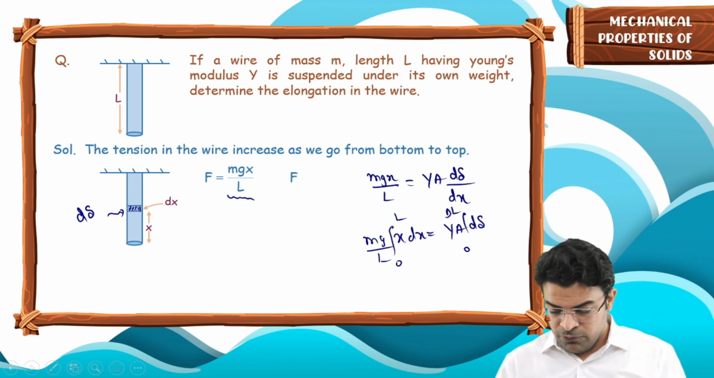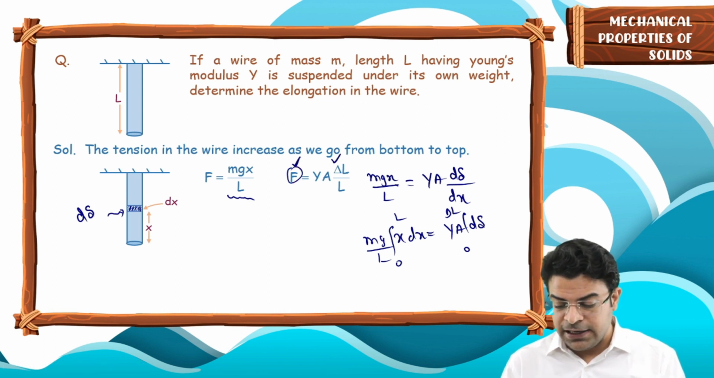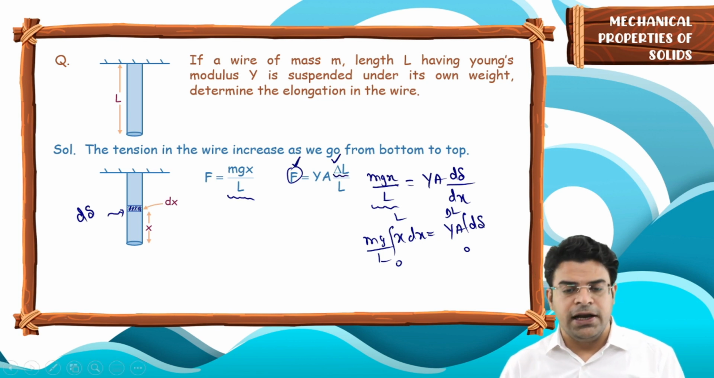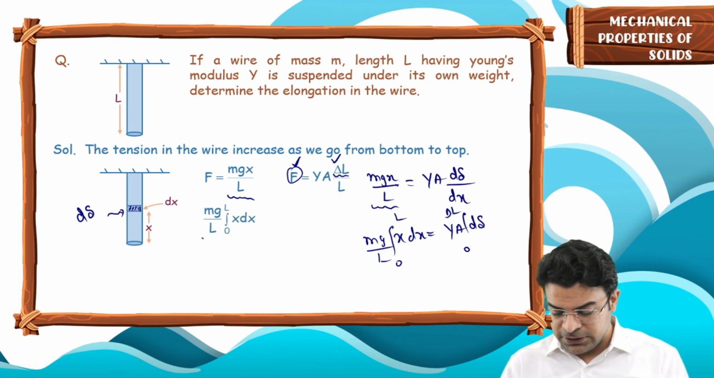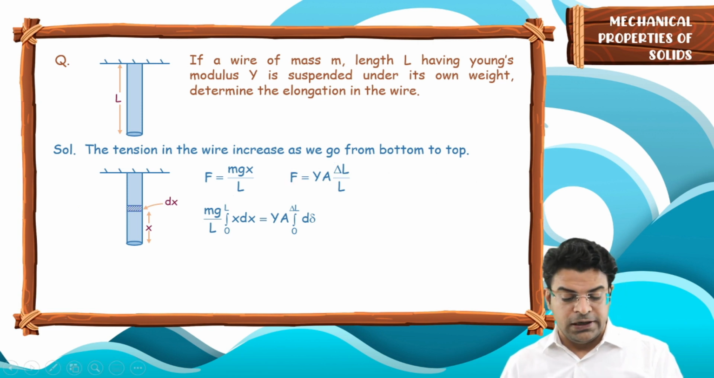As we know that F equals YA delta L by L, using the same thing, in place of F writing mgx by L, and in place of delta L writing d delta. So we get this expression: mg by L into integral x dx from 0 to L equals YA times integral d delta from 0 to delta L.